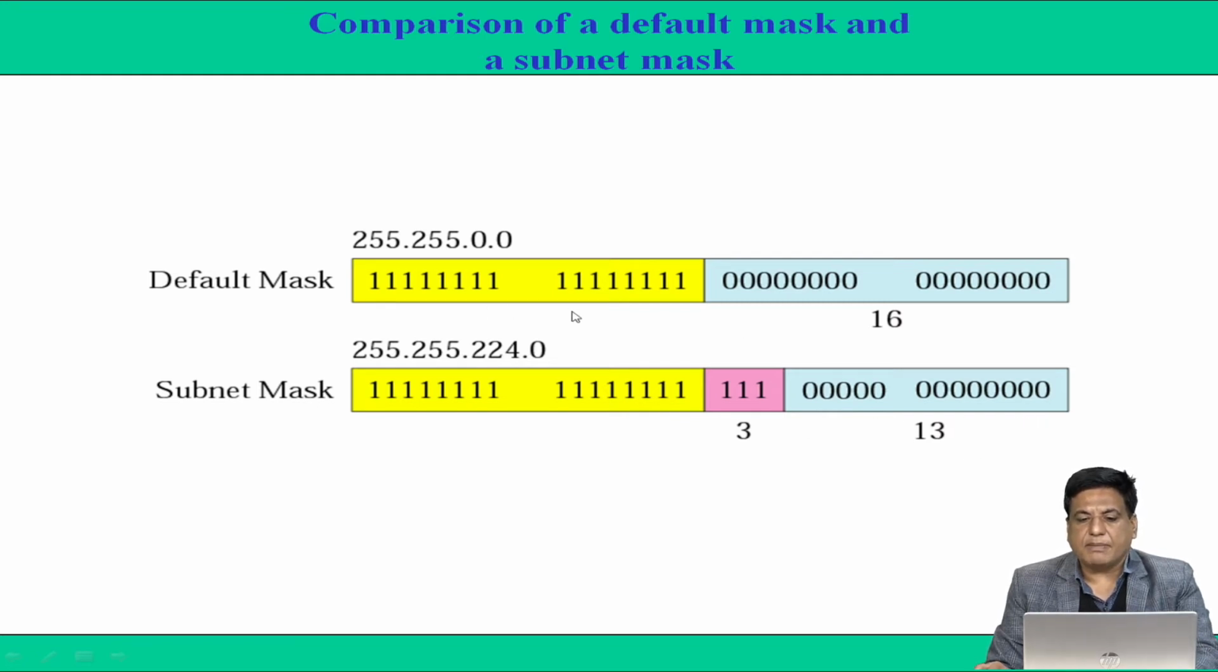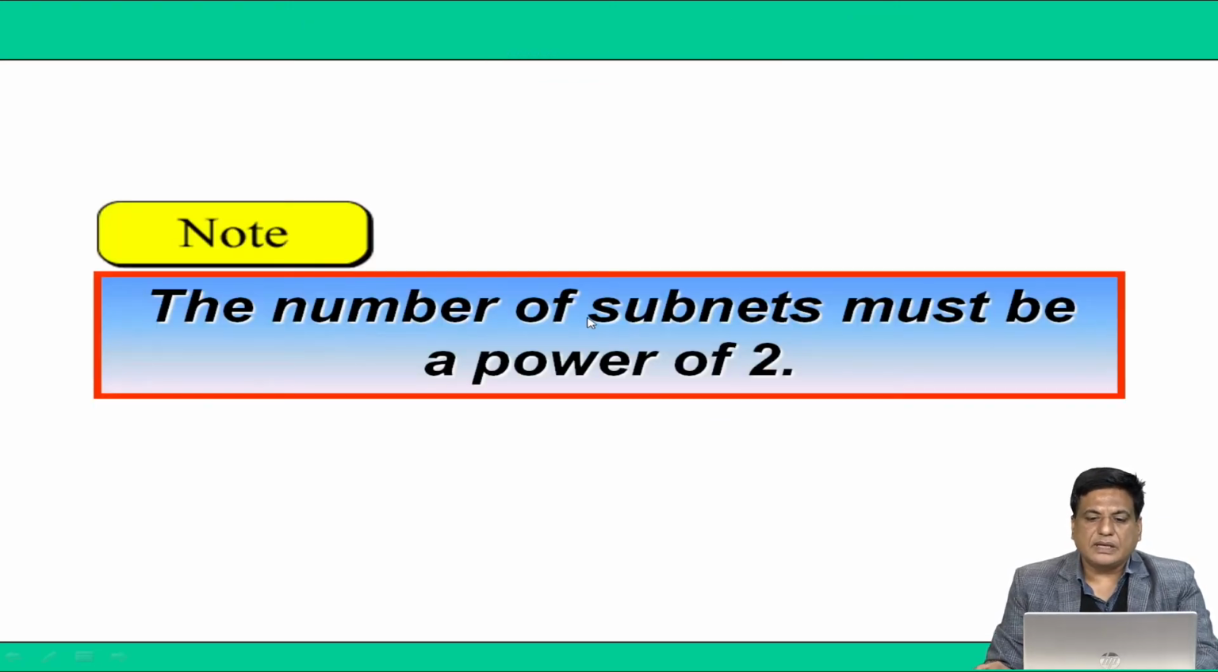In the first example, we are not performing any subnetting because we are using the default mask. So, here we have one network and that one network has 2 to the power 16 hosts. Yes, 2 to the power 16 addresses we have. The number of subnets must be a power of 2.